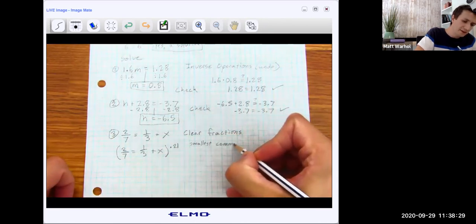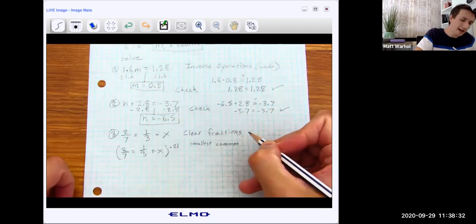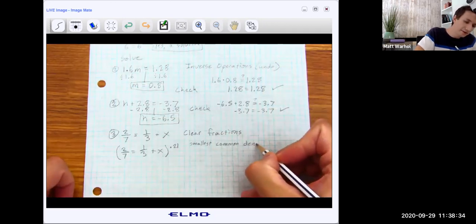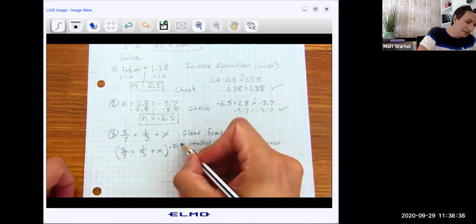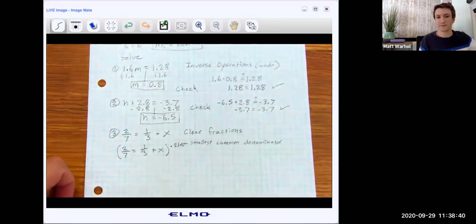Is it least common denominator? Smallest, yeah. So it's actually the least common denominator. That's the better way to say it.